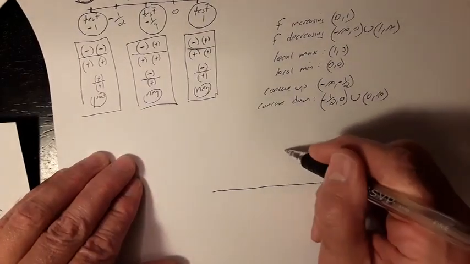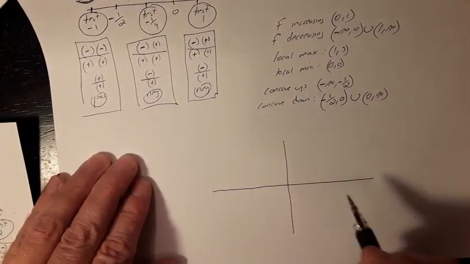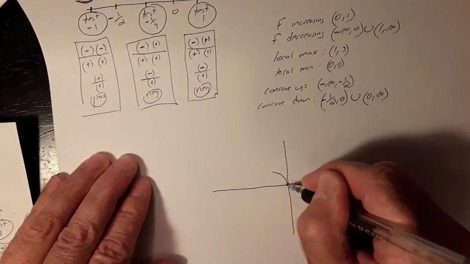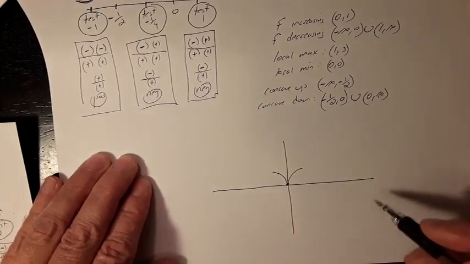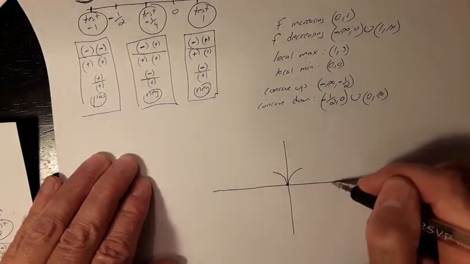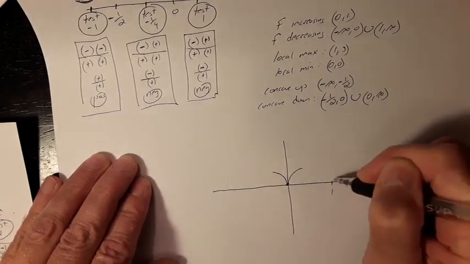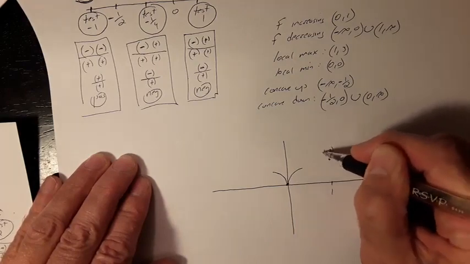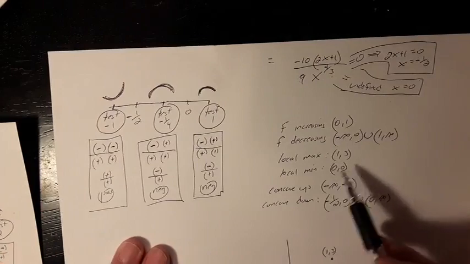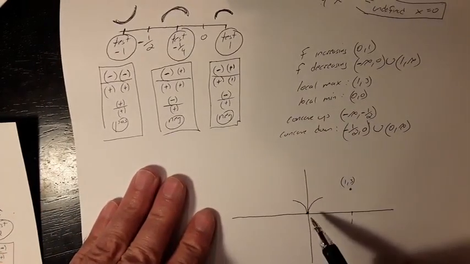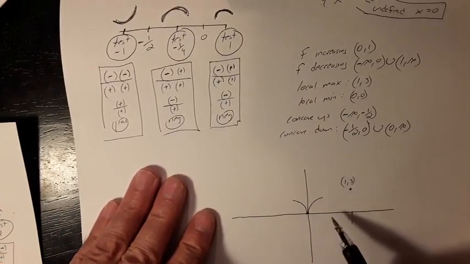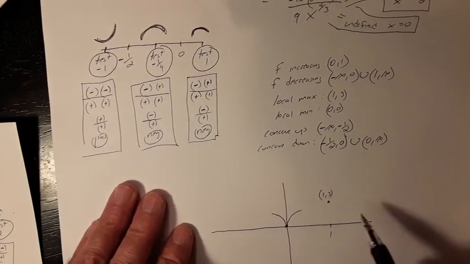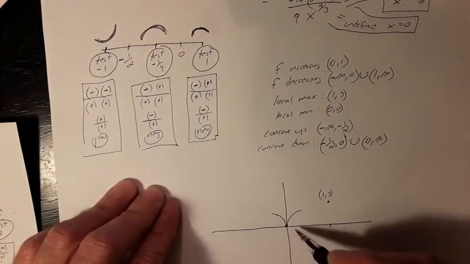Here's an x-axis. Here's a y-axis. We got that at 0, 0, that's where it was coming down like this. And we got at 1, 3, at 1, 3 is where it had a local max, right? We had a local max at 1, 3, a local min at 0, 0, and there was a little pointy weird thing happening there. So this thing is going to be coming down. There's a local max right here, so it's going to be coming like this.